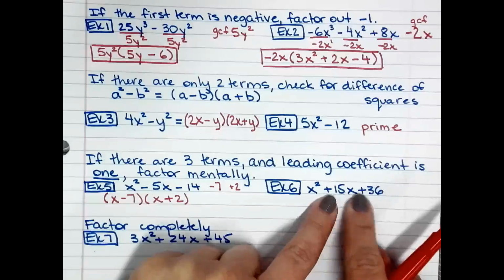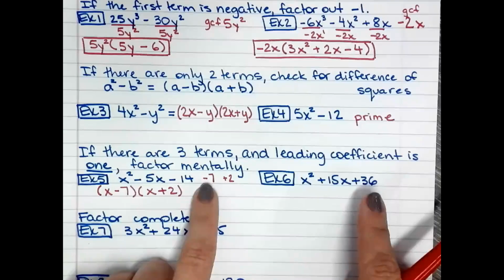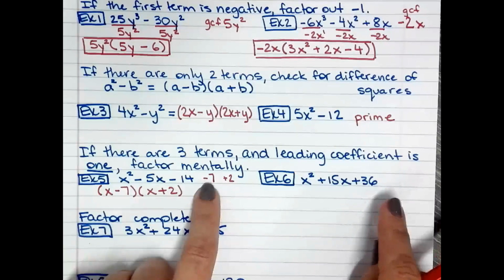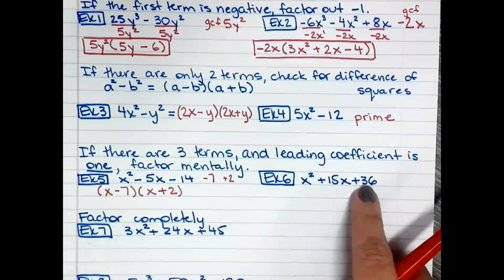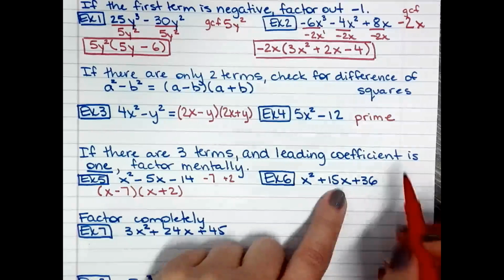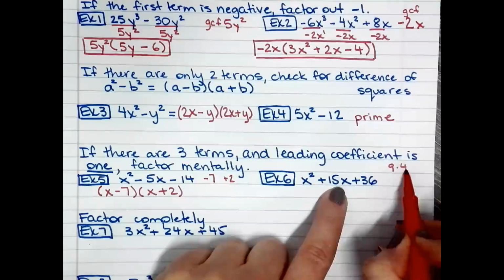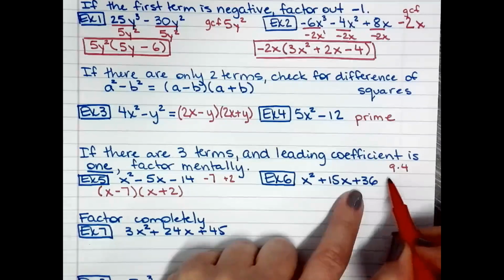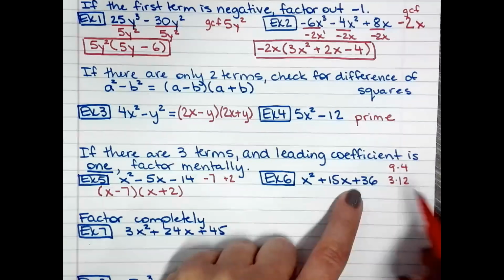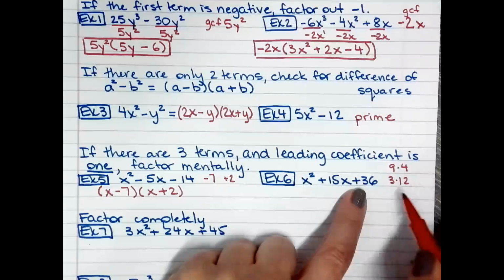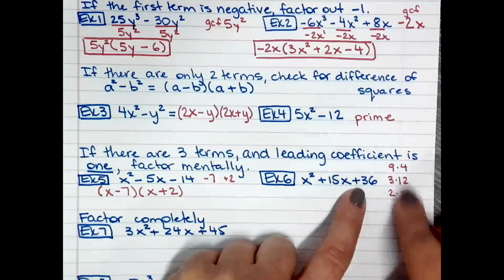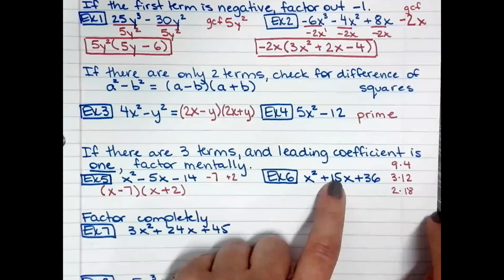This one, I like when they're all positive because I know there's not the tricky negative right there just to mess me up. So when I think of 36, I think of 9 times 4. I think of 3 times 12. What else? 2 times 18. But I'm looking for the one that adds up to 15.